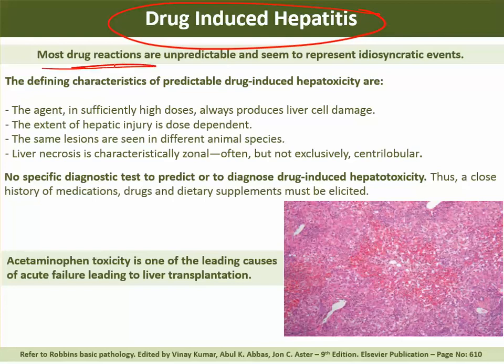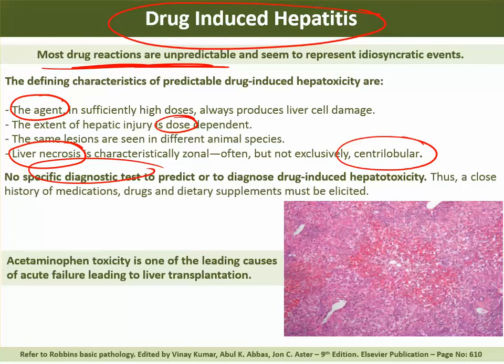Most drug reactions are unpredictable. We don't know which drug causes the hepatic injury, and it depends on the agent, what type of drug, and the dose. The lesion also varies from one person to another. It is not specific. They produce liver necrosis in the centrilobular region. We call it centrilobular necrosis, most commonly due to ischemia and toxicity. We don't have any specific test to identify which drug is causing this damage.